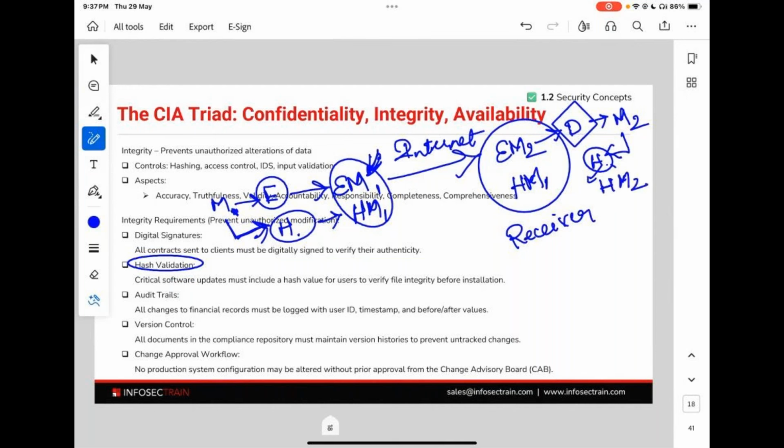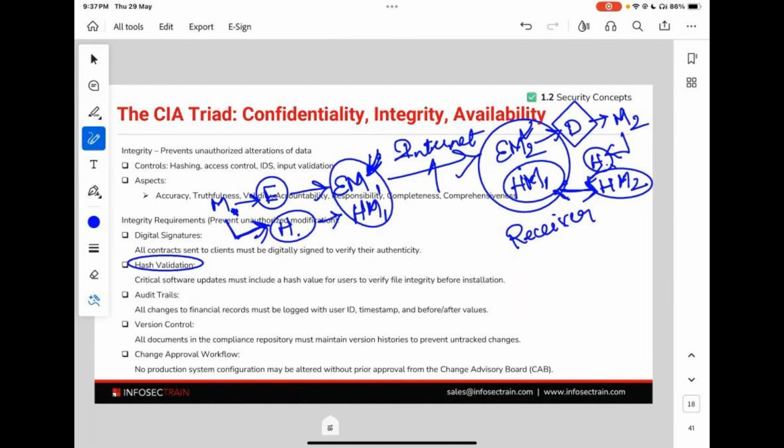Okay. So now the receiver will compare this HM1 and HM2. If you see clearly, HM1 and HM2 are different, right? They are different because the attacker has altered this message while it was on the internet. So that is how we achieve integrity by making use of hashing.